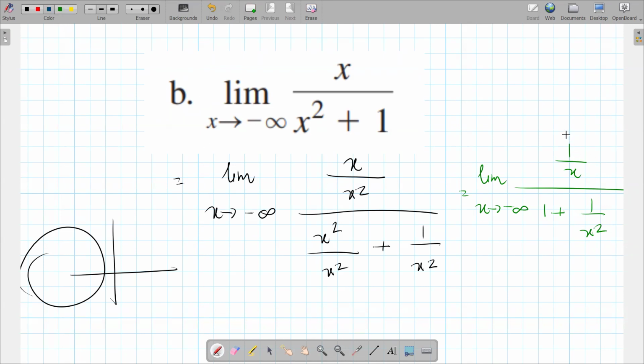Remember, 1 over x approaches what? Whenever you divide by infinity, what does it approach? 0. What about when you divide by infinity squared? What does it approach? Same idea, 0. 1 over infinity or 1 over infinity squared, both of them will approach 0.